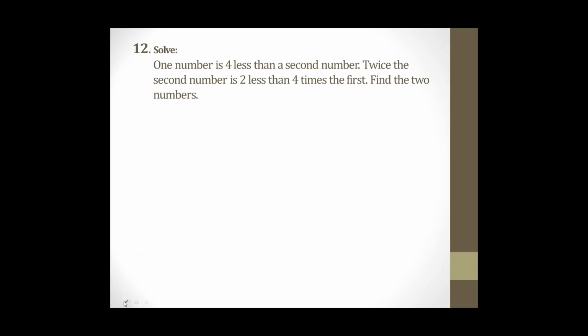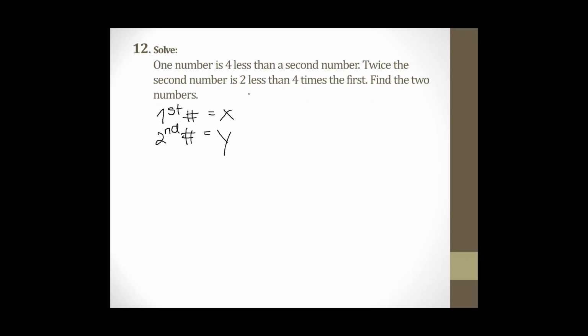So what I would do first is name my variables. I'm going to have two different things here, two different numbers, right? So I'm going to call my first number X. That's going to represent my X. And my second number is going to represent my Y.